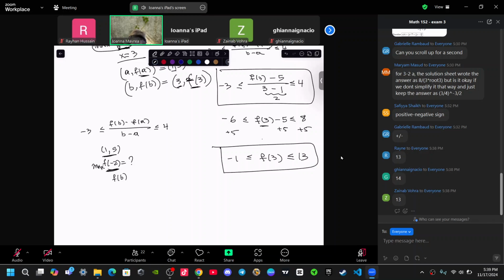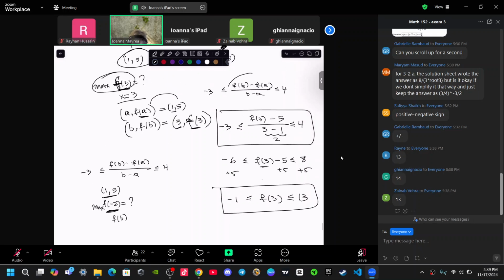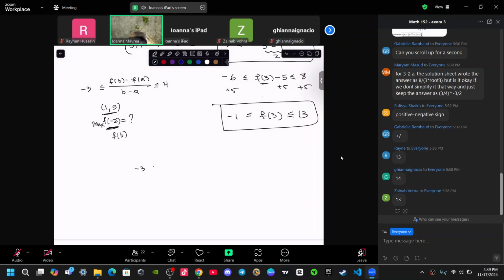So then again, I go here. Again, it doesn't matter which one you choose. I'm going to choose this to be my unknown, just to keep it in the same place. This is going to be the same thing I had before, the f(1), which happens to be 5. So this is going to be your -2, and this is going to be -1, right? So I'm going to write -3 less than or equal to (f(-2) minus f(1), which is 5) over (-2 minus the x coordinate of (1, 5), which is 1), less than or equal to 4.